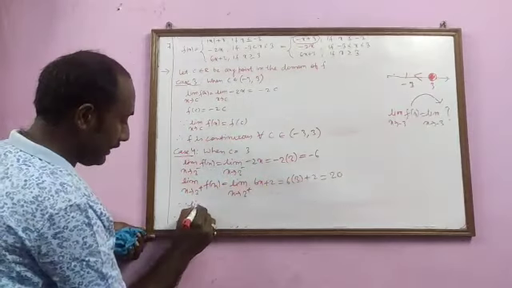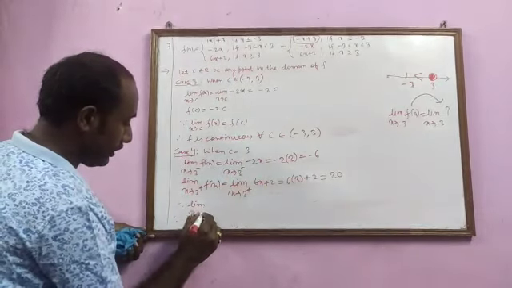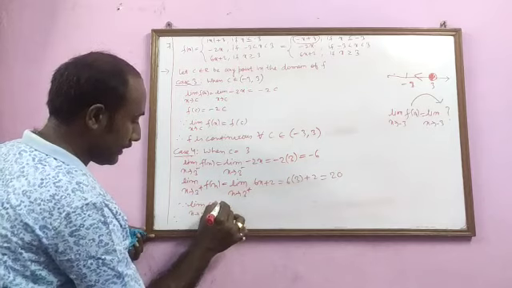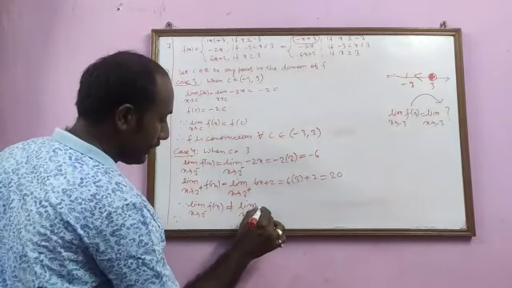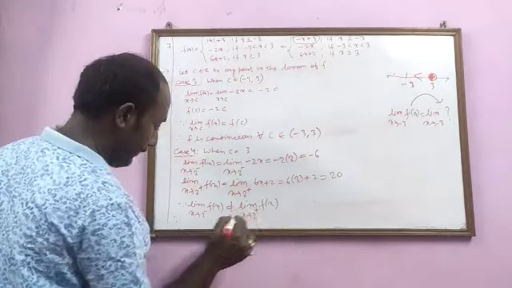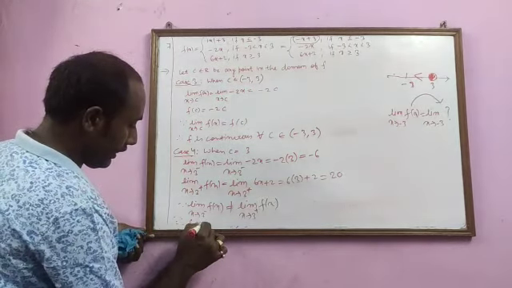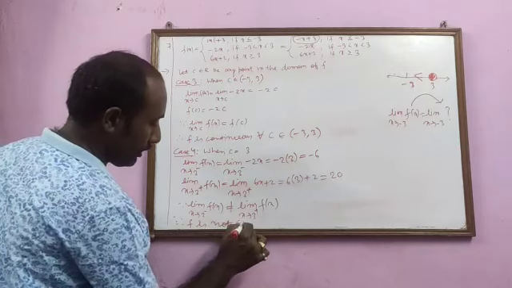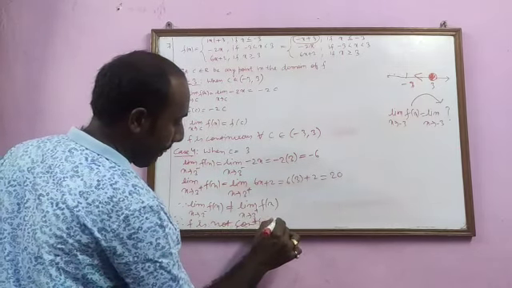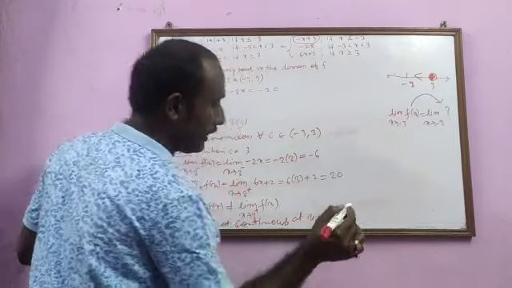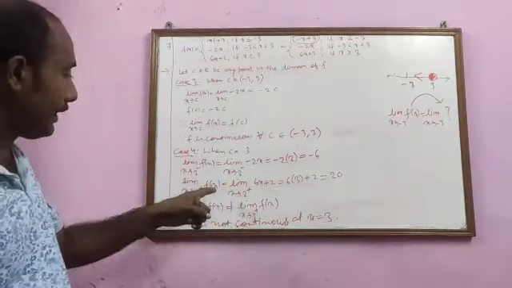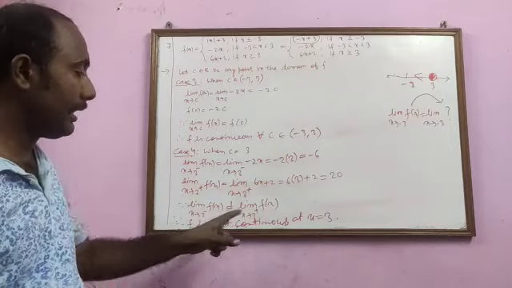So here we find that since limit x tends to 3 minus of f(x) is not equal to limit x tends to 3 plus of f(x), therefore f is not continuous at x is equal to 3. Why? Because the left hand limit and the right hand limit, they are not the same.